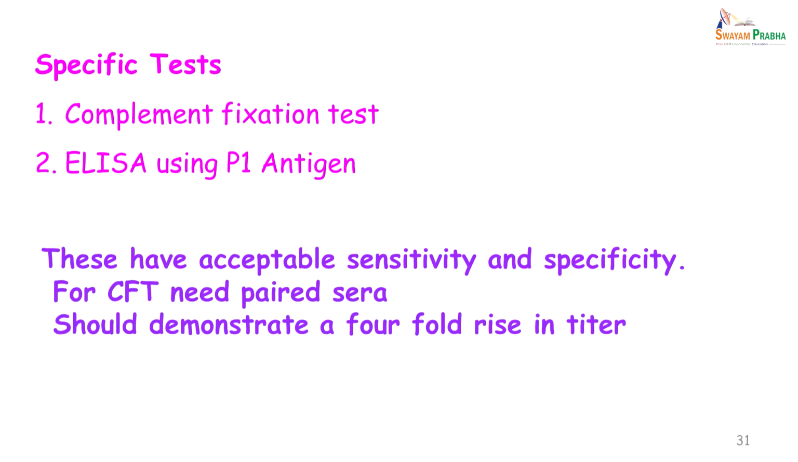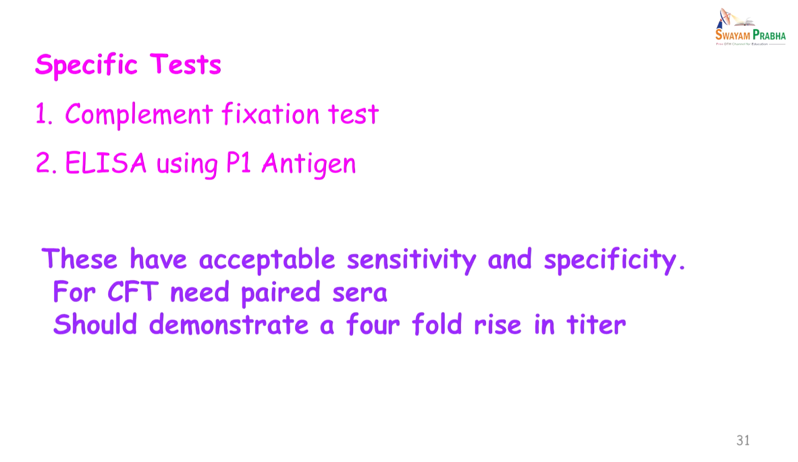In the specific tests, we have the complement fixation test and the ELISA using the P1 antigen, which are nowadays used. They have an acceptable sensitivity and specificity. For complement fixation tests, we have to collect paired sera. And what does paired sera mean?